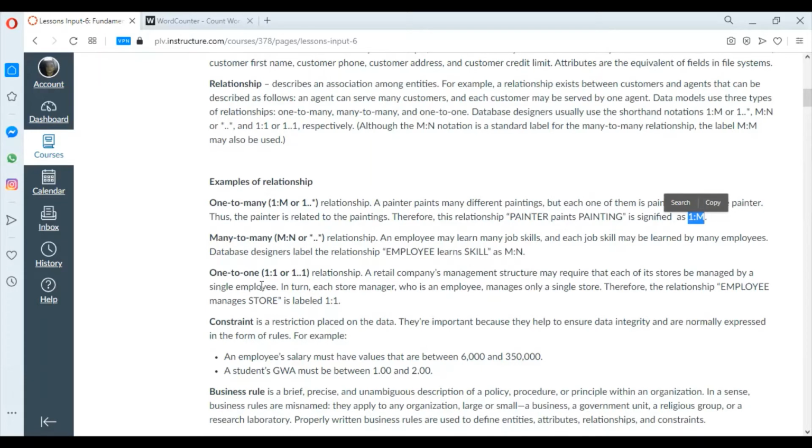We also have one-to-one. A retail company's management structure may require that each of its stores be managed by a single employee. In turn, each store manager, who is also an employee, manages only a single store. Employee manages store. So one is to one.